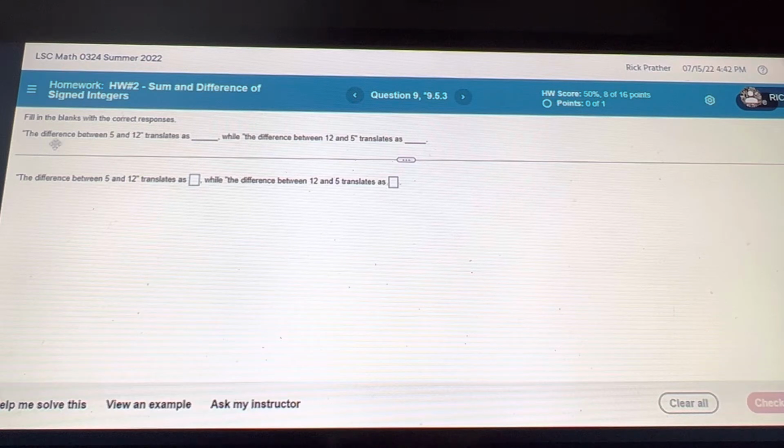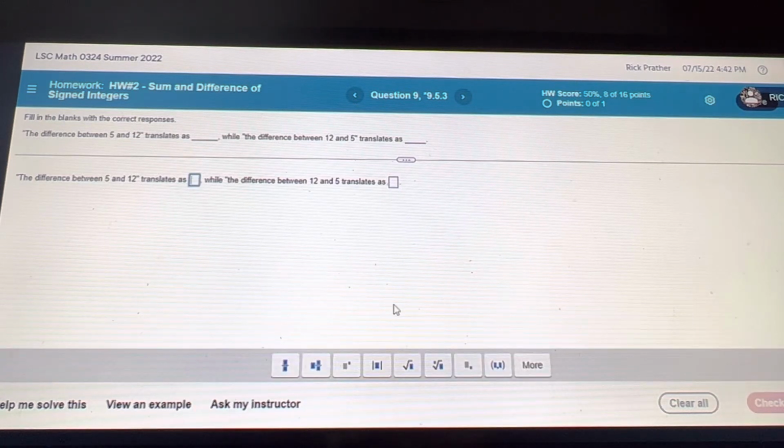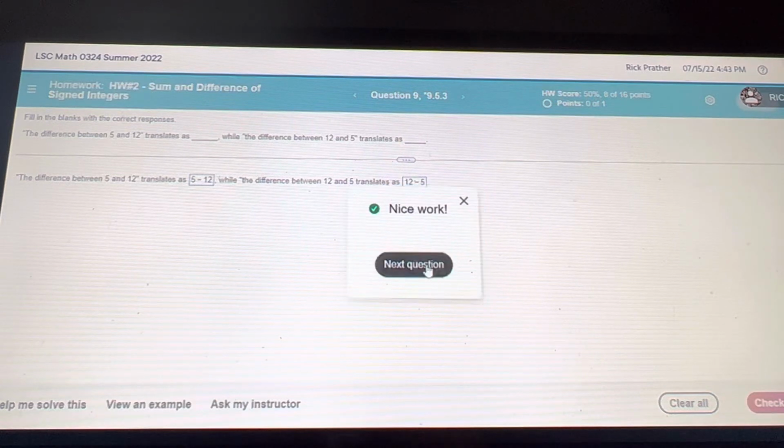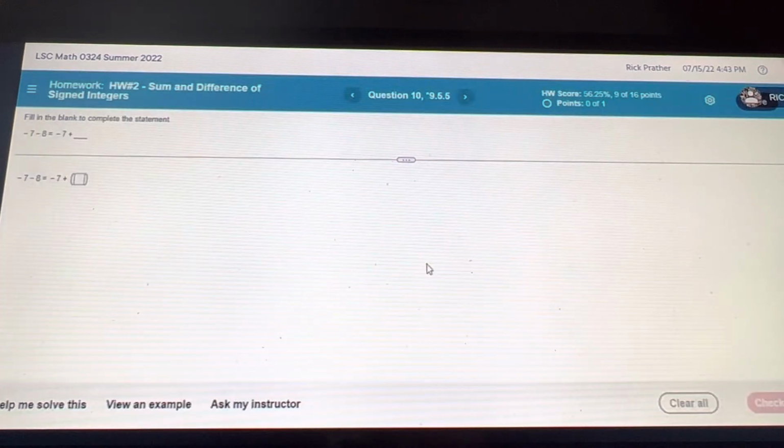Okay, the difference between 5 and 12 translates as blank, while the difference between 12 and 5 translates, okay. I'm not sure what they want here. Difference between 5 and 12, I guess what they mean is, what would it be written as a problem? So that would be 5 minus 12. But the difference between 12 and 5 is 12 minus 5. So that wasn't even solving, that was just writing what it would look like.